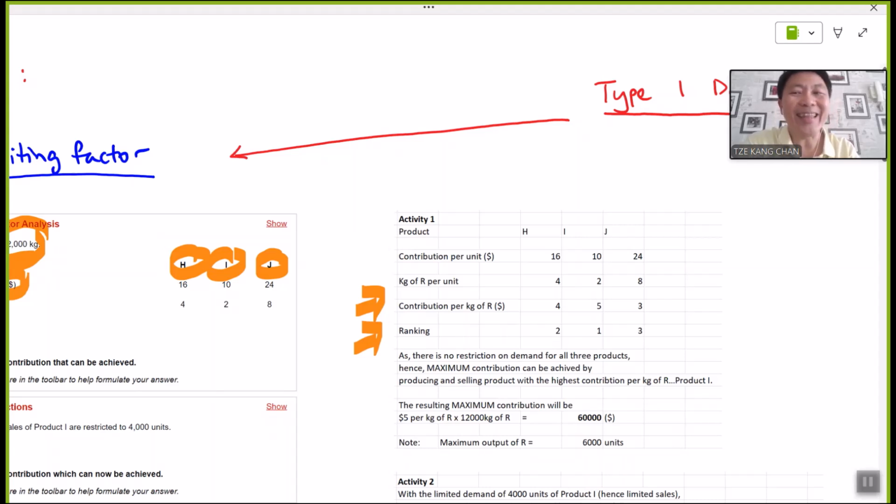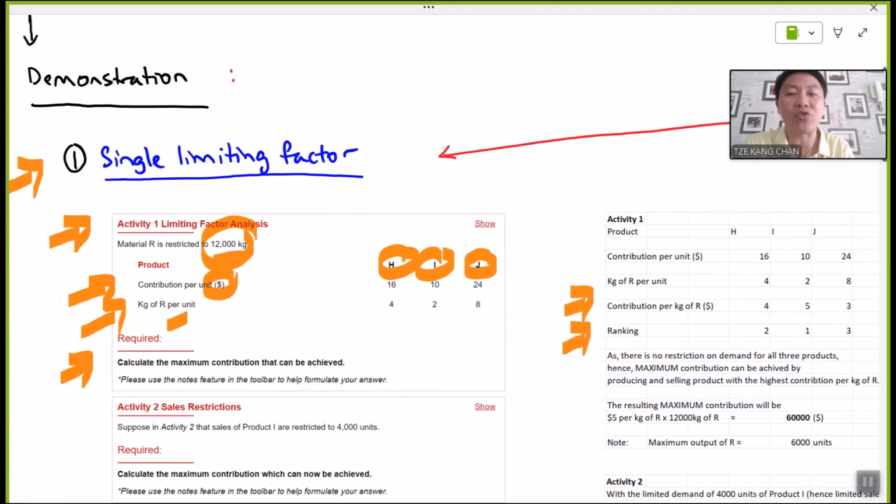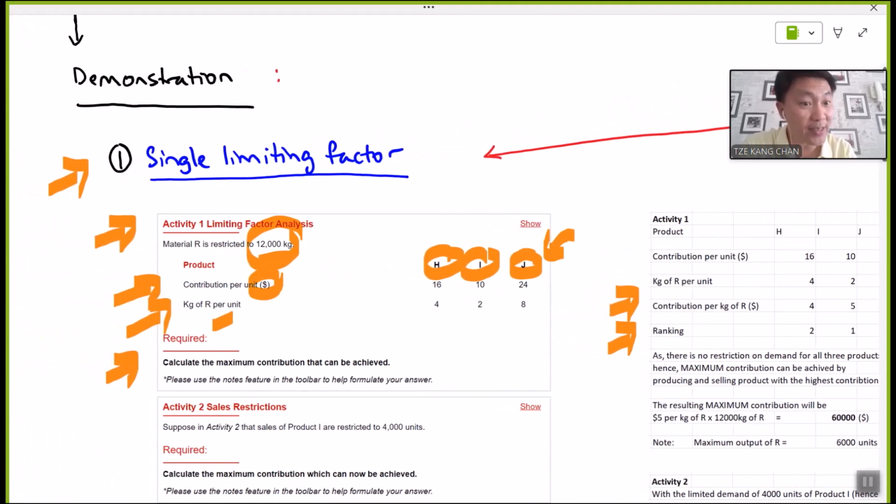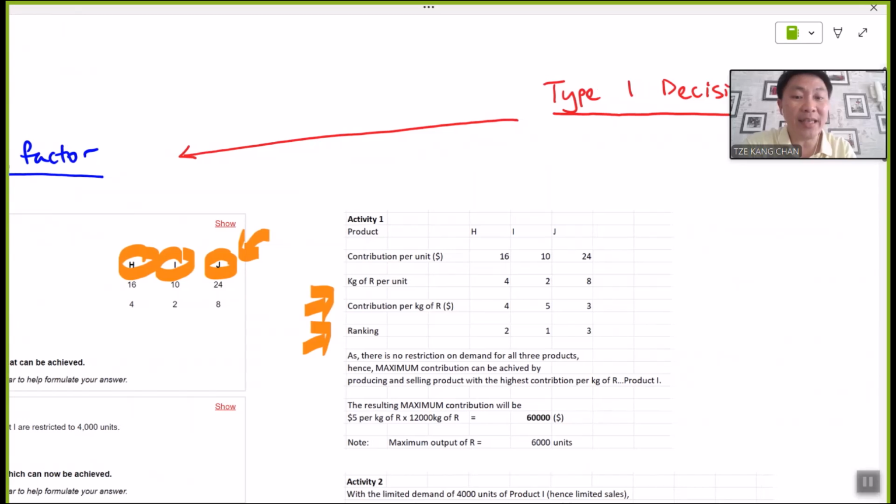So guys, in the absence of any restrictions on demand for the products, all the 12,000 kilo of R that is available should be allocated to making just one product, namely I, that generates the highest contribution per limiting factor. This will allow the output of I to go up to 6,000 units, and that will generate a maximum contribution of $60,000.